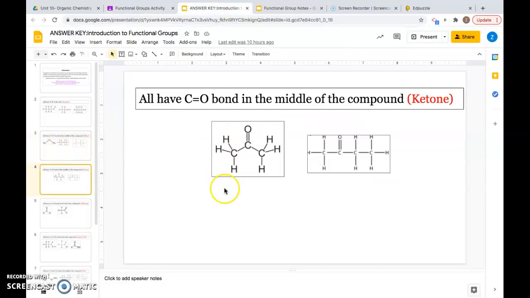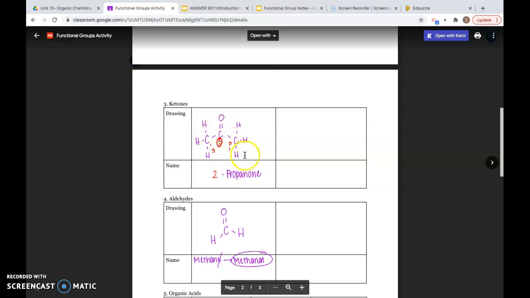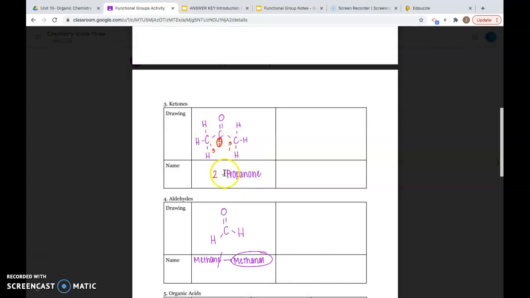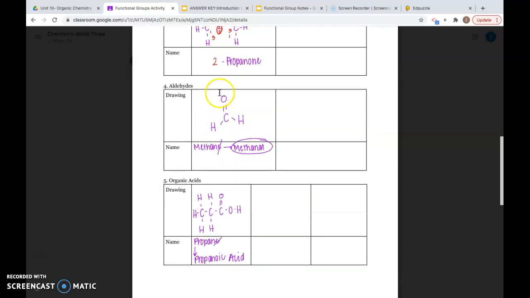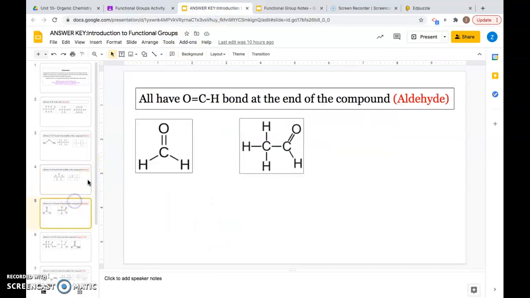On our slideshow, we have ketones. I drew this one for you, so you'll have to do this other one on your own. Here we have 1, 2, 3 carbons. So we get propane. This goes to propanone, and we number that carbon with a double bonded oxygen on it. Next, we have aldehydes here. So we go to our aldehyde slides. I did this one for you. You'll have to do the other one on your own.